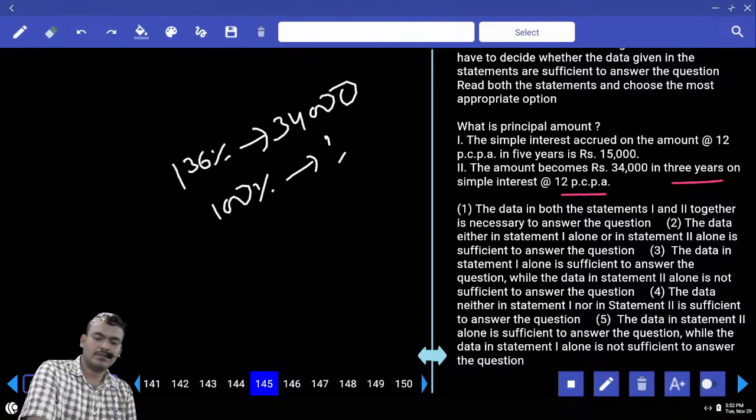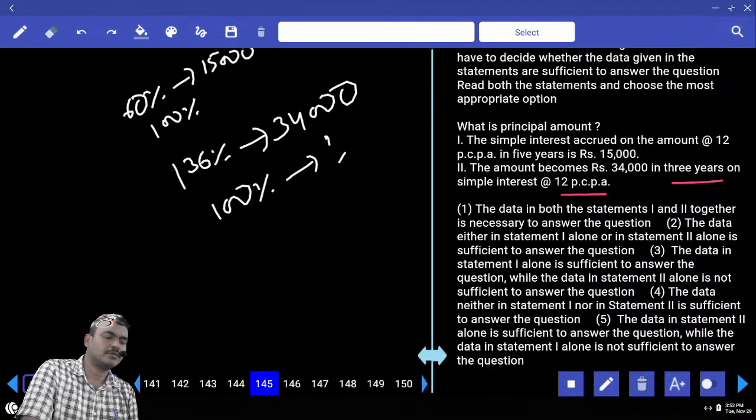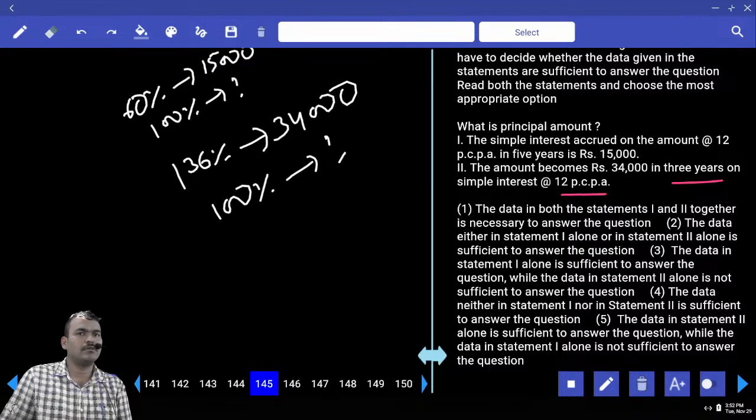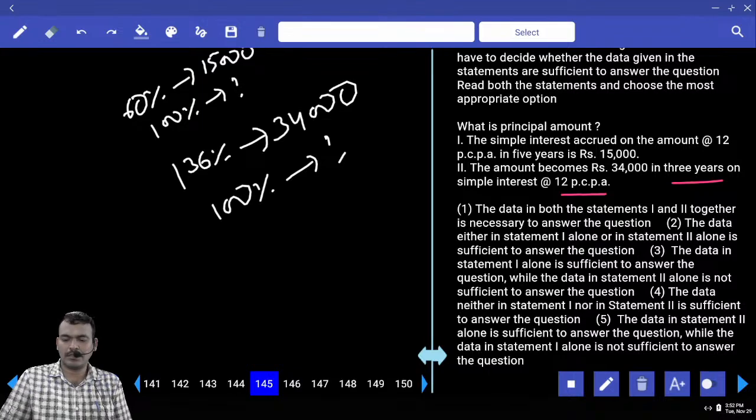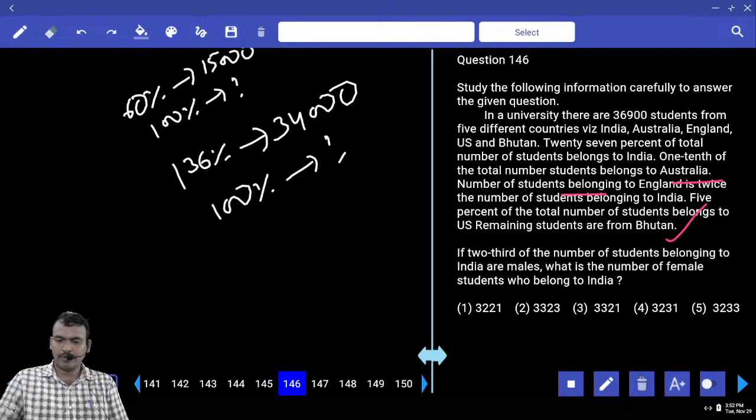In the previous one, 60% is given, 15,000 value. 60%, 15,000. We required how much? 100% or not? 1 alone is sufficient, 2 alone is also sufficient. Then the answer is either 1 or 2. Which option? Second option or not? Next, 146.